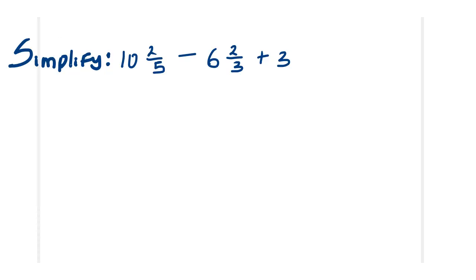So now let's simplify this. The first thing we need to do is to take this from a mixed fraction. This is a mixed fraction. We take it to its improper fraction equivalent. So 5 times 10, that is 50, plus 2. That is 52. This will give us 52 over 5. Then minus 3 times 6, 18. Then 18 plus 2, that is 20. So this will be 20 over 3. Then plus 3. In reality, it's actually 3 over 1 because the denominator is 1.